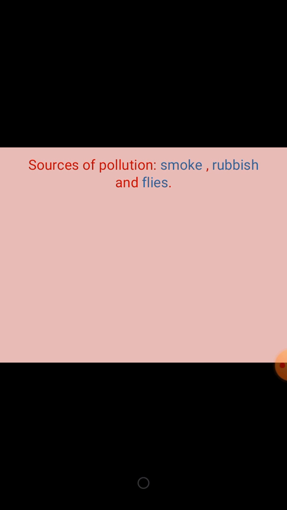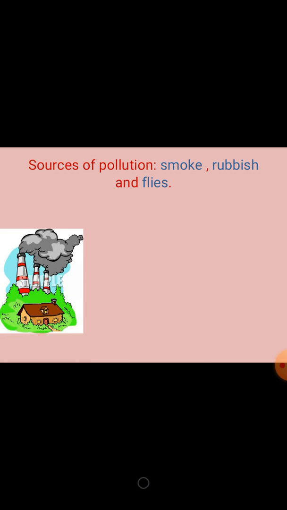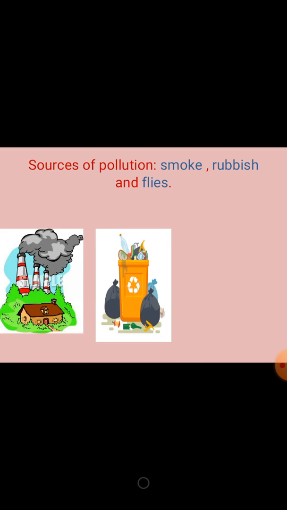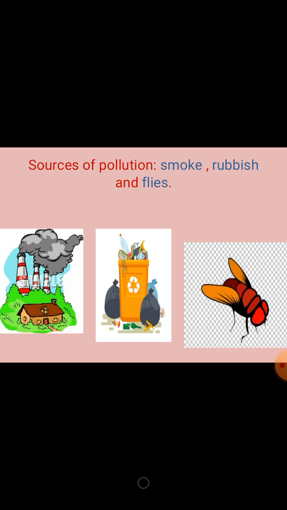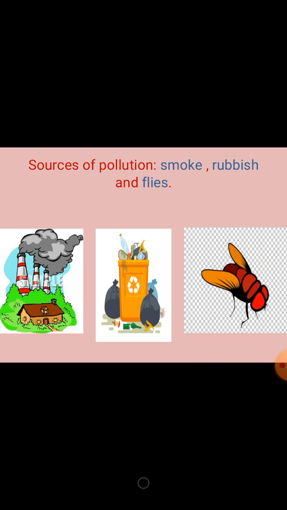On sources of pollution. Sources means what makes pollution. What makes pollution here? Smoke, rubbish, and flies. Can you see here? Sources of pollution are smoke, rubbish, and flies.